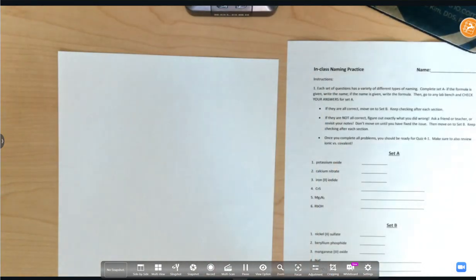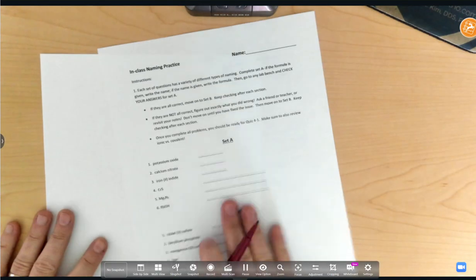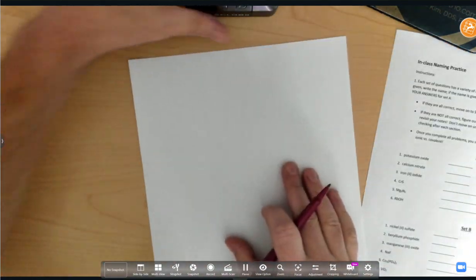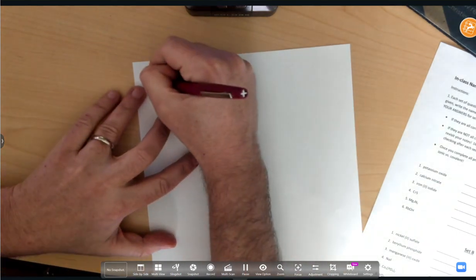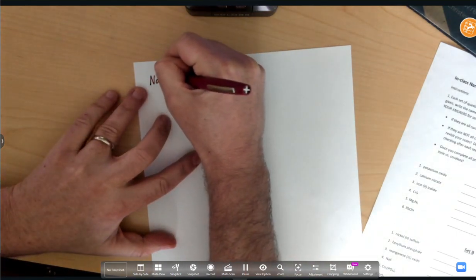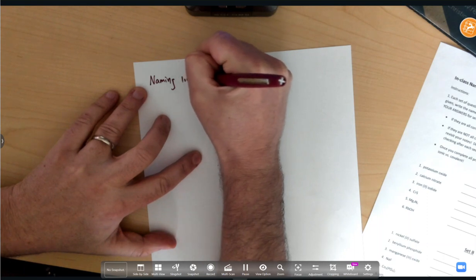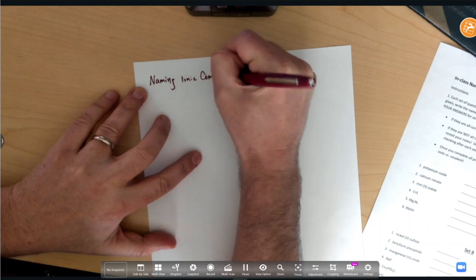Perfect. Okay, so we did this practice thing in class. I'm going to explain it on a video. Alright, so for naming ionic compounds.